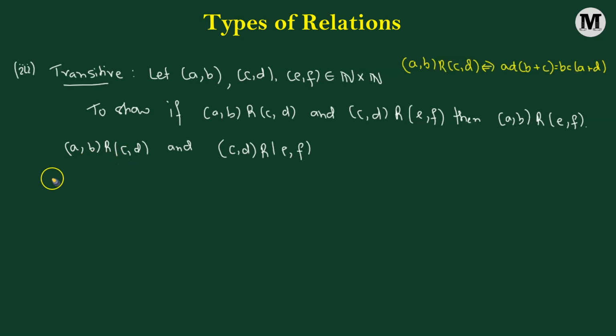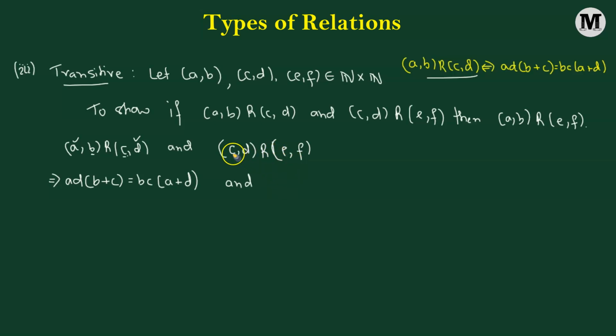(A, B) related to (C, D) simply implies, we'll take the help of this definition, we have A times D multiplied by (B plus C). This is going to be equal to B multiplied by C times (A plus D), and we have (C, D) related to (E, F).